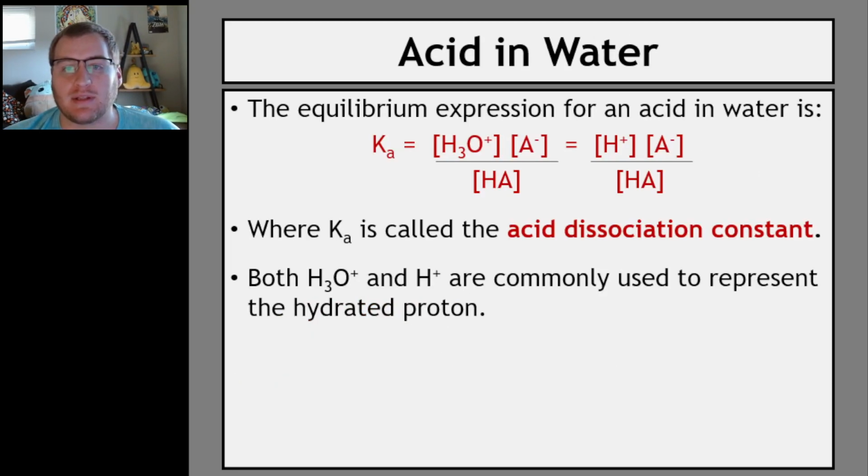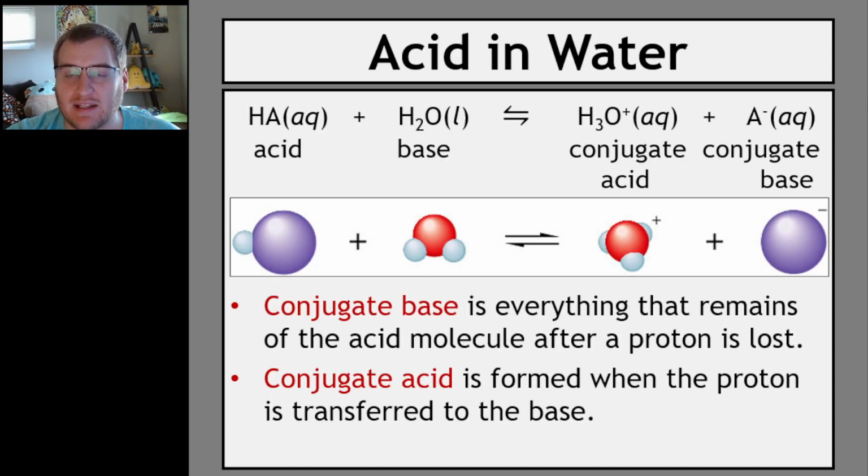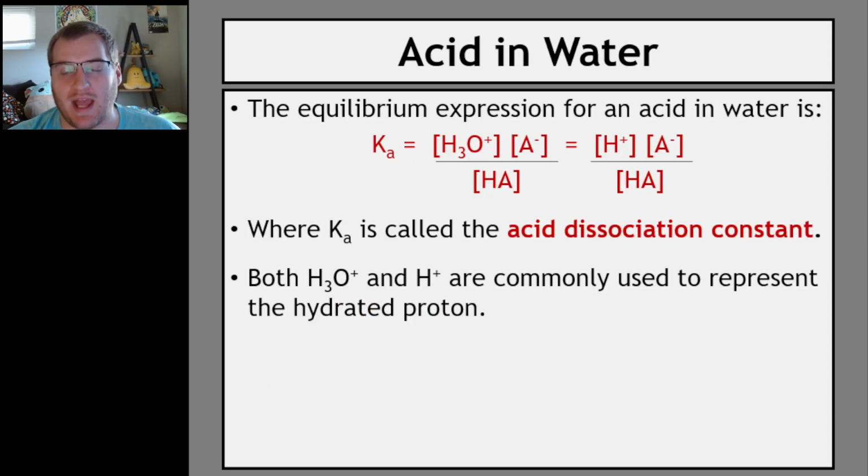We can write an equilibrium expression, just like we did in the last unit, for an acid in water. So here, take a second to write this down. Hopefully it looks really familiar. We're writing this exactly based off of this reaction on the previous slide. In this reaction, we have HA and H2O on the left, H3O plus and A minus on the right. We're going to write our products over reactants, H3O plus and A minus, over HA.